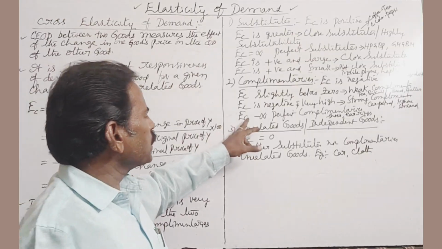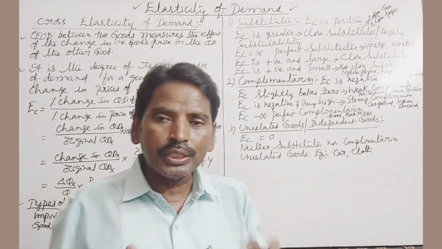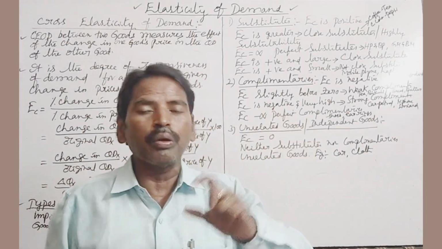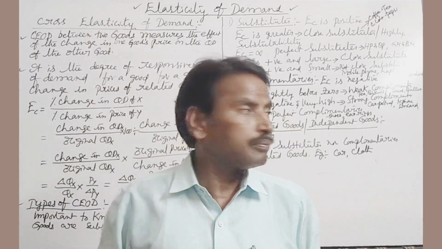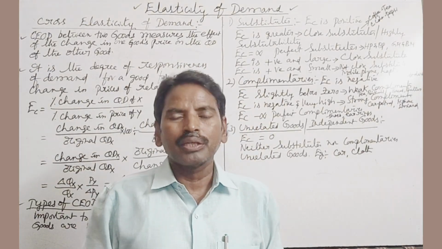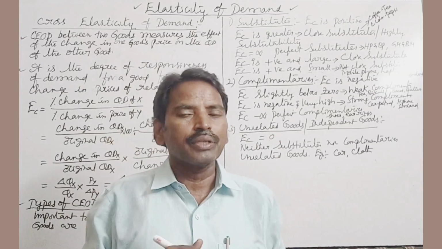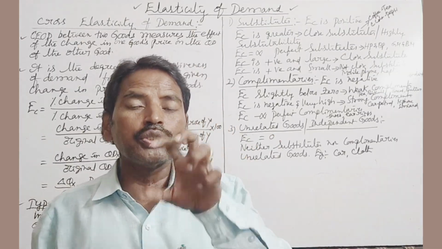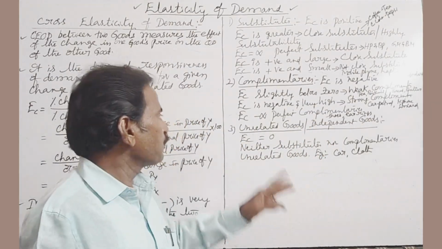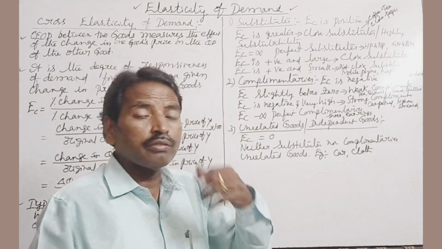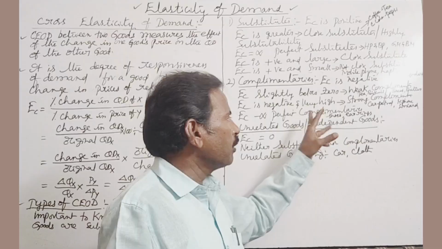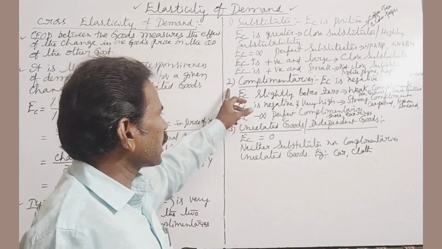Another one: EC is minus infinity. The goods are perfect complementaries. Perfect complementaries means left shoe and right shoe, left earring and right earring. Earrings and shoes are the best example for perfect complementaries, where the cross price elasticity of demand is minus infinity. That is the second category.